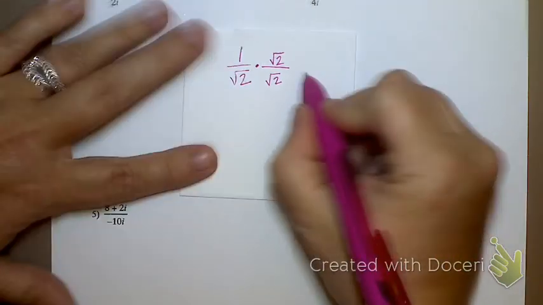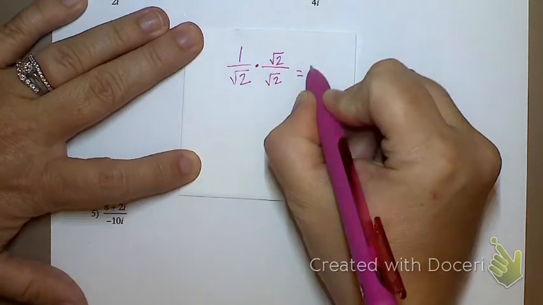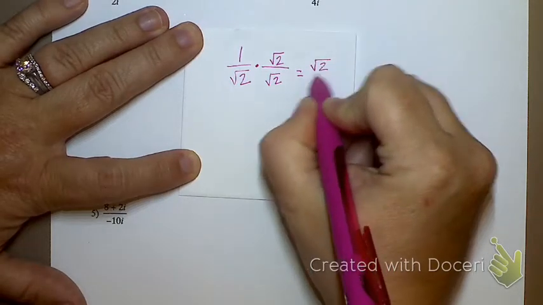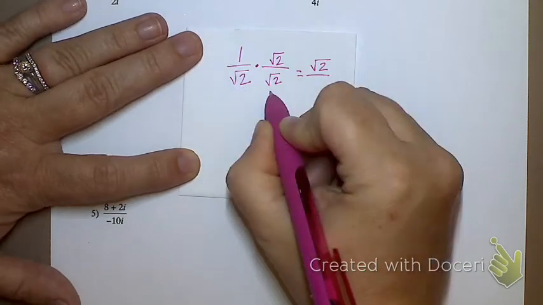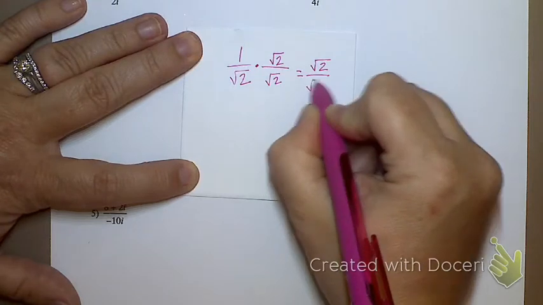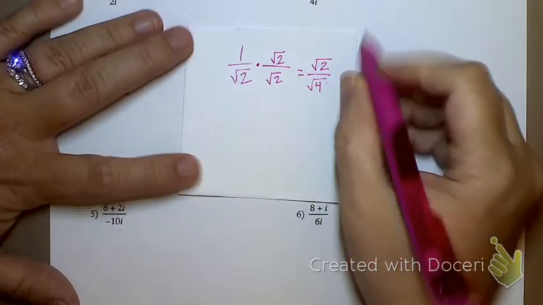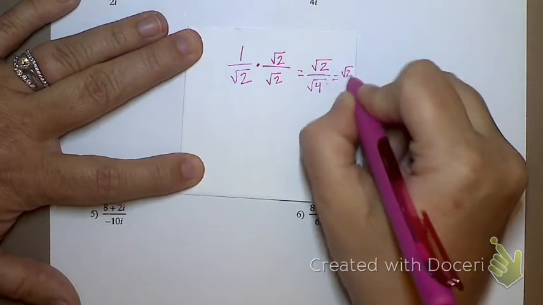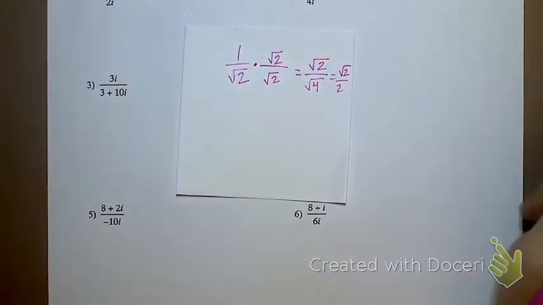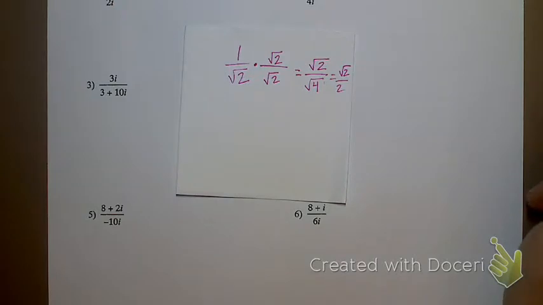But if I multiply 1 times radical 2, I get radical 2. And radical 2 times radical 2 is radical 4. And what is radical 4? So I end up getting radical 2 over 2. That's a good answer because the radical is not on the bottom.